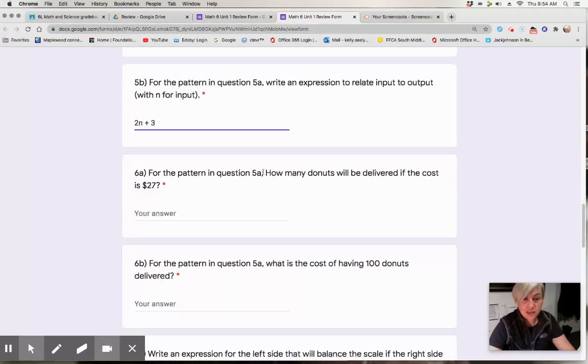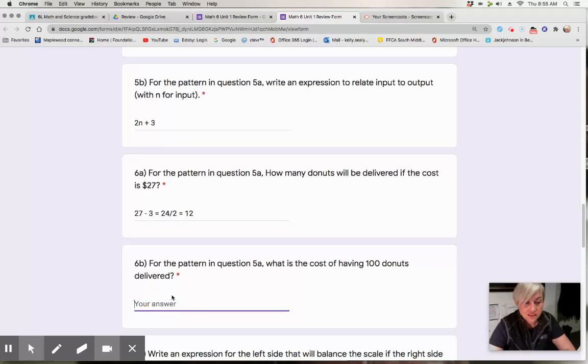6a, it says, for the pattern in 5a, how many donuts will be delivered if the cost is $27? That's when I can take this relation and I can work backwards from it. So I take the $27 and I take away the $3 delivery fee, and that's going to give me the donuts cost $24. If the donuts cost $24 and they're each $2, I divide by 2, slash sign, not question mark, slash sign 2, and I find out that there was 12 donuts delivered.